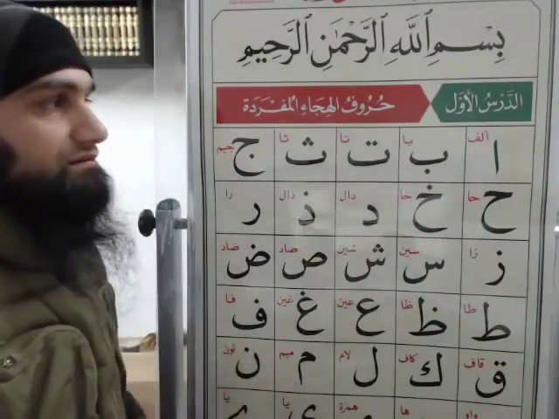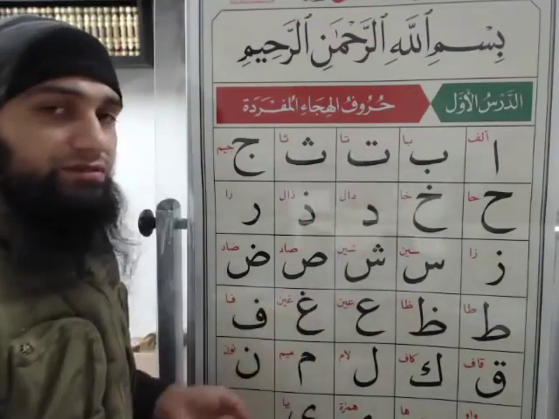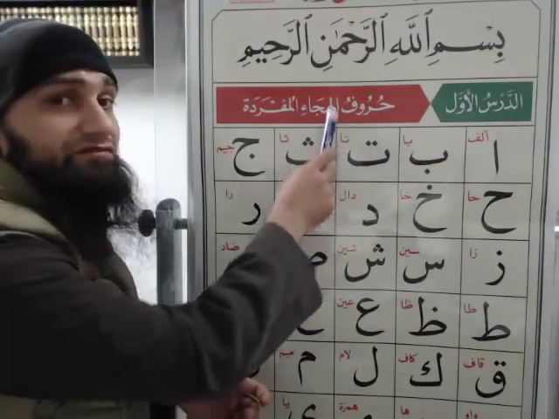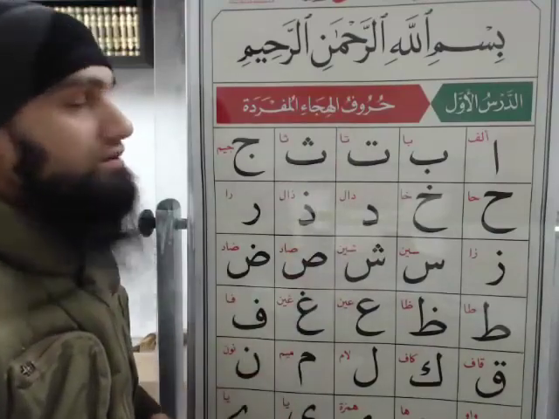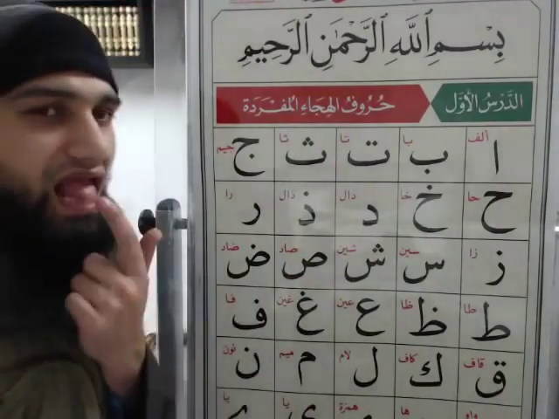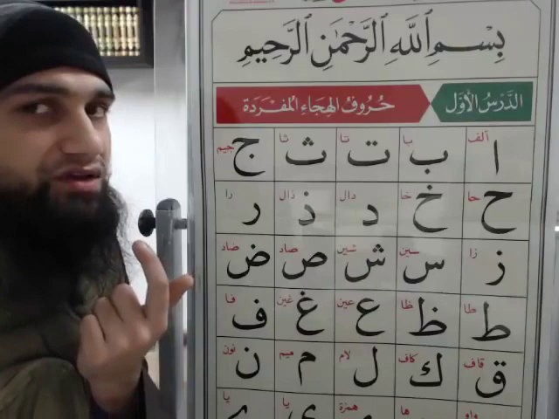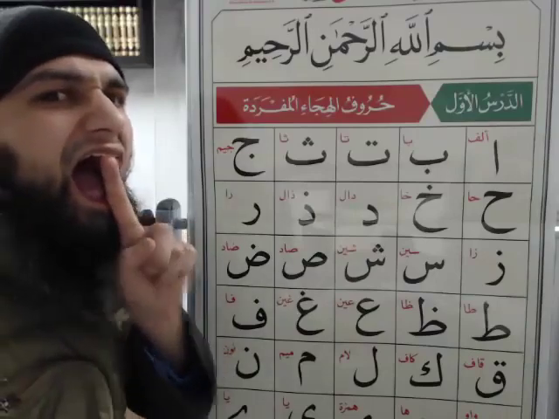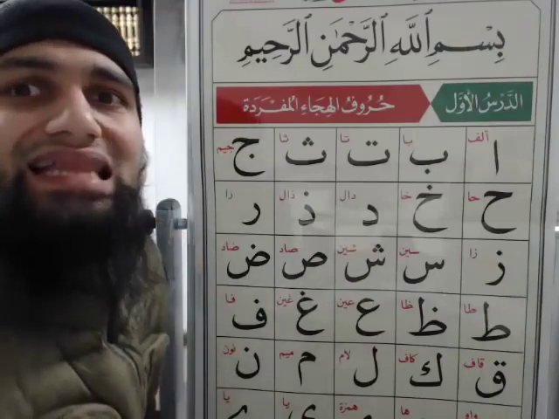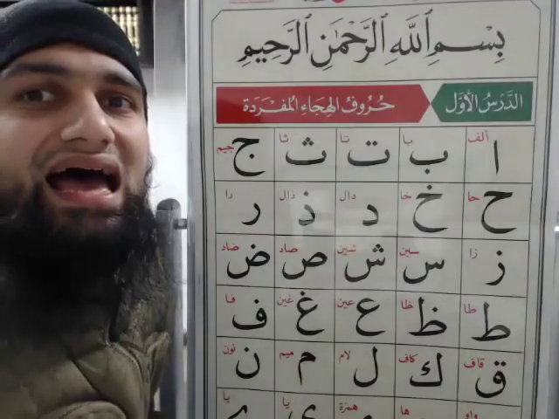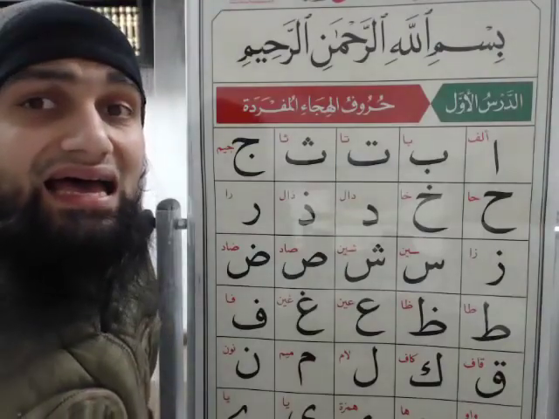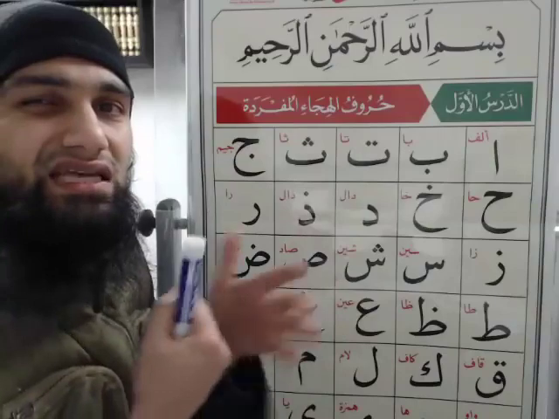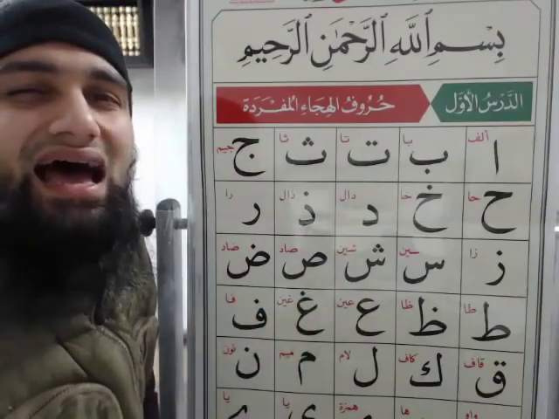The next letter has 2 dots on top of it. Also ends with alif, so you're going to make it long. It comes from when you put the frontal part of your tongue behind the upper teeth. Ta. Solid. Keep it solid. Ta.